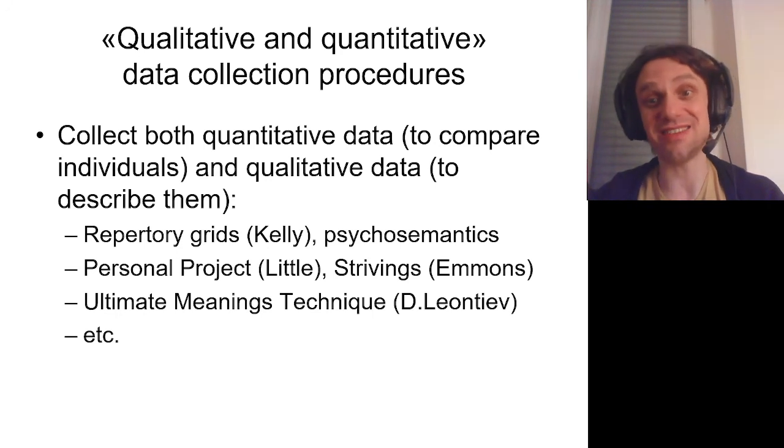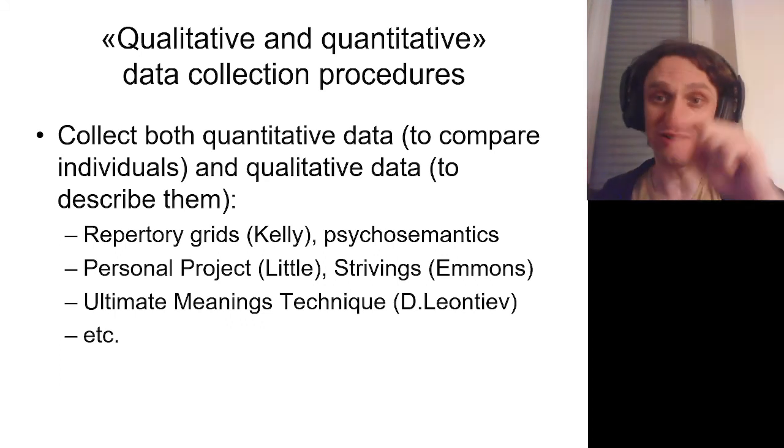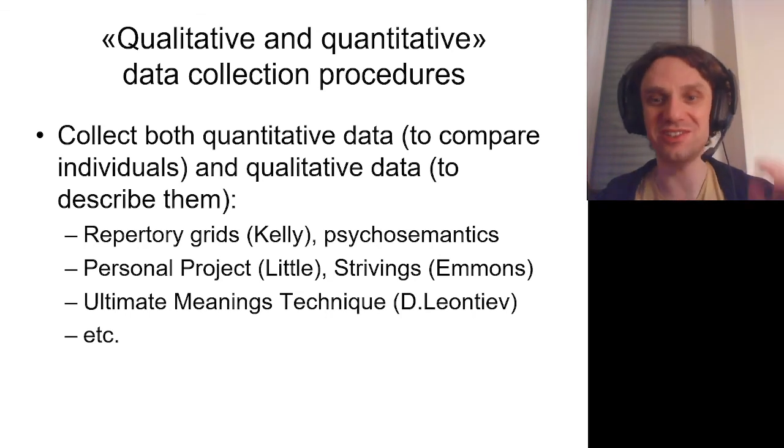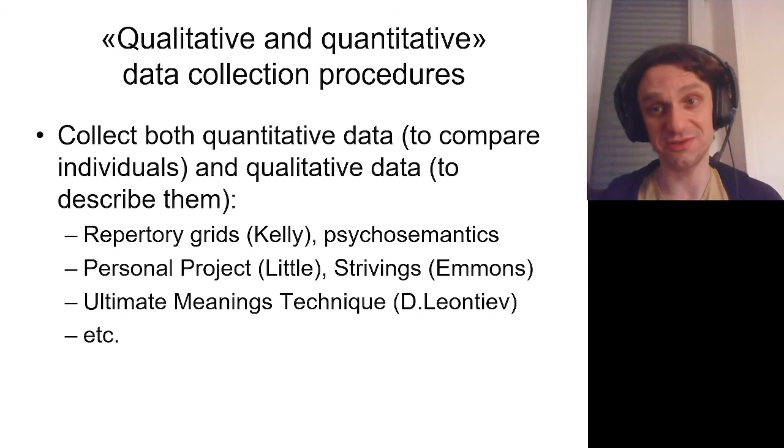And then these strivings can be analyzed qualitatively using some kind of content analysis procedures to code the content, and also quantitatively because those strivings are used to obtain evaluations. For example, do they conflict with one another, or how easy are they to achieve, and so on. So there is a combination of quantitative and qualitative analysis.